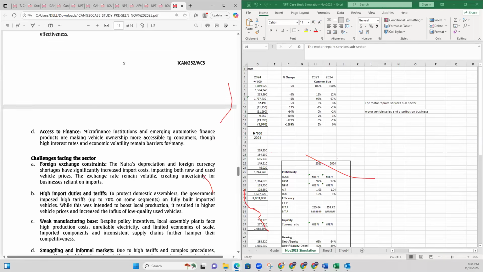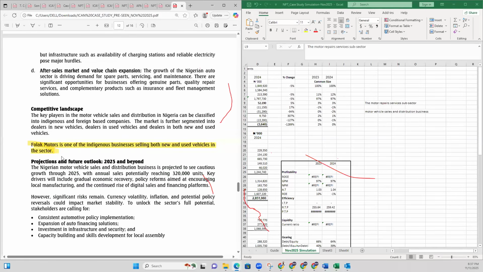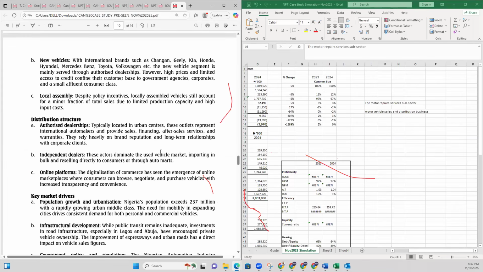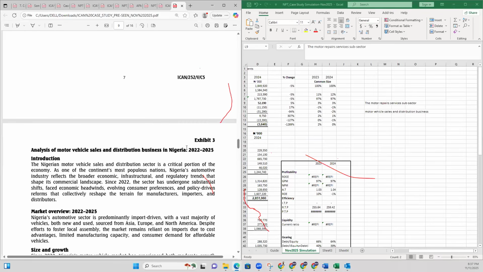And then there was something we highlighted at the end of it that says Folak is one of the indigenous businesses selling both new and old vehicles. So Folak falls in this category. Is that not? It falls under this exhibit 3. Are you with me? Sales and distribution of old and new vehicles. Is that it? Yes, sir.